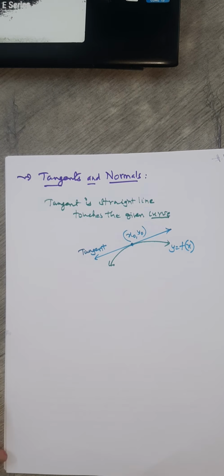If you are given the curve, meaning one function y is equal to f(x), and you have a point here as I've shown, which is called the point of contact x0 comma y0, then this is something which we are stating without proof. The slope of the tangent at the point of contact, that is at x0 comma y0, is given by dy by dx. You differentiate the function and get the derivative at that point x0 comma y0.